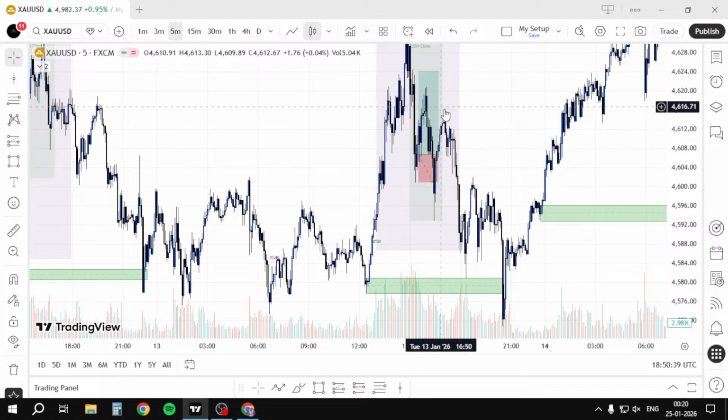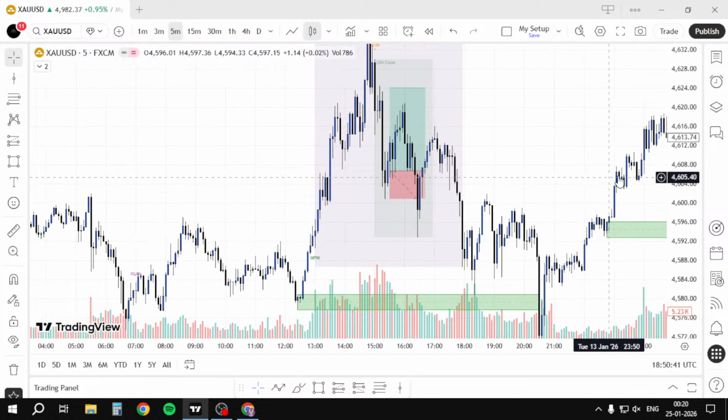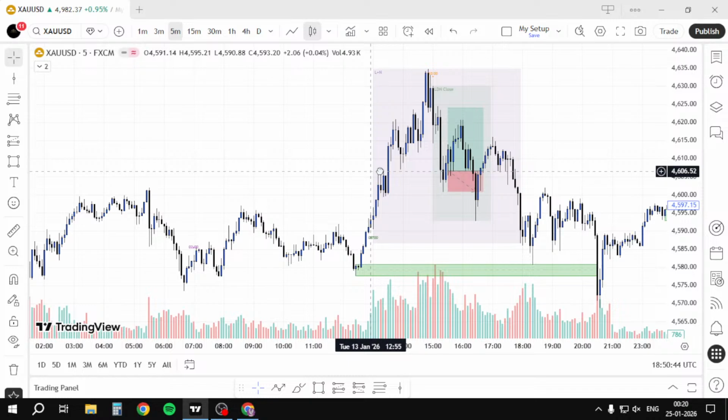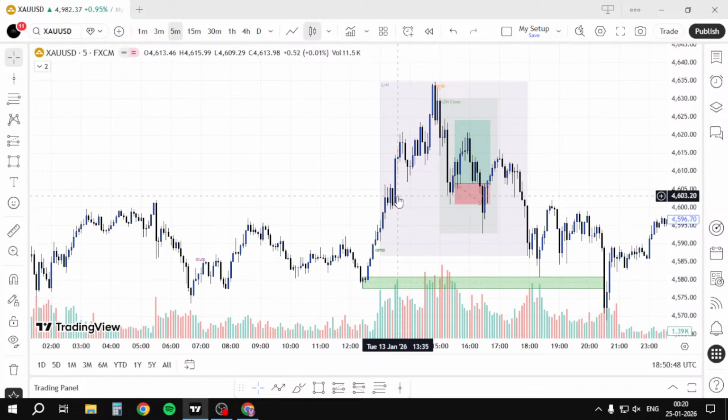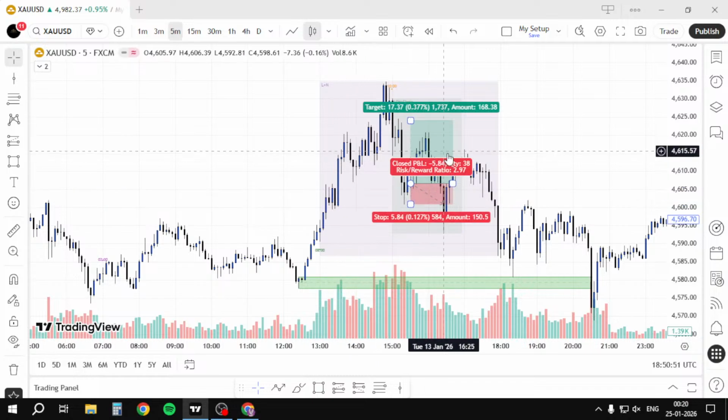Now see, this is the last example I'm going to show you. In this session, what is left behind? This order block, and this order block. No doubt, the market respected this order block, but hit the TP. Sorry, hit the stop loss.